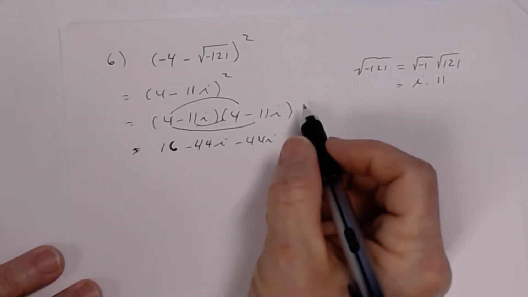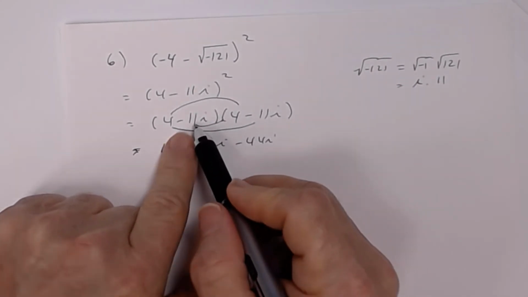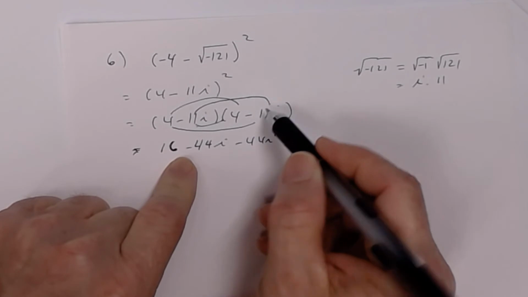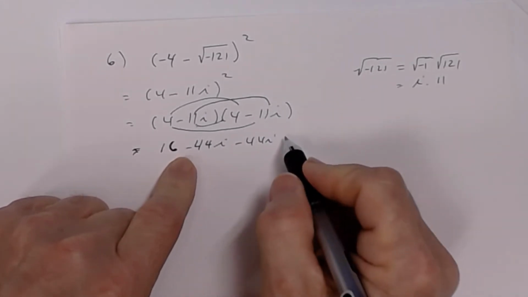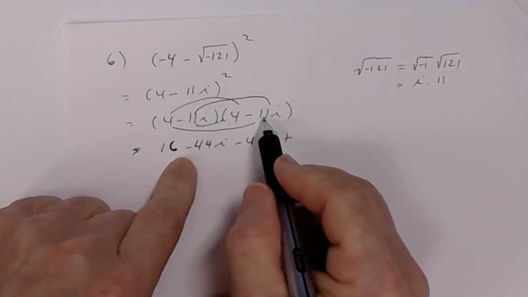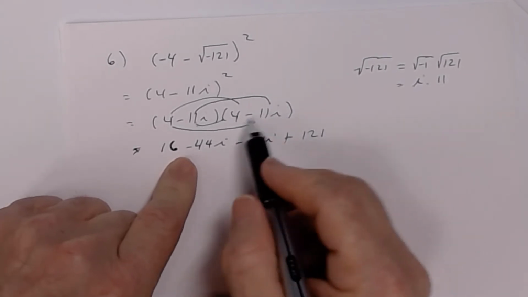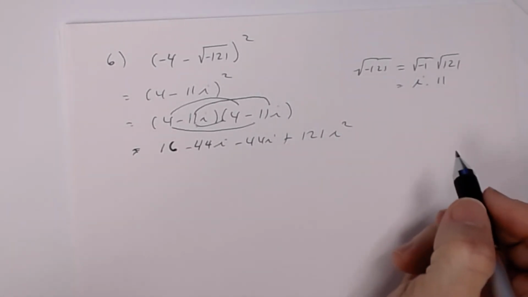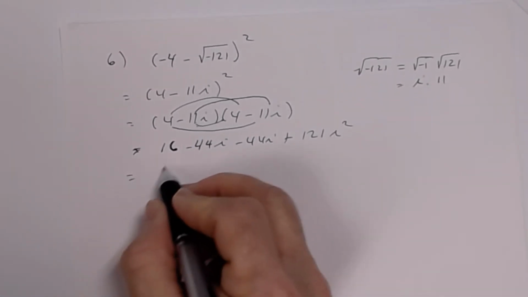All right, now be careful when you do the last. A negative 11i times a negative 11i. So a negative times a negative is a positive. 11 times 11 is 121. And then I times I is I squared. Okay? All right. So I get 16.